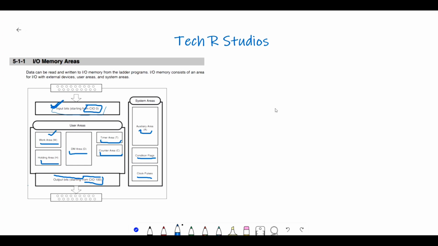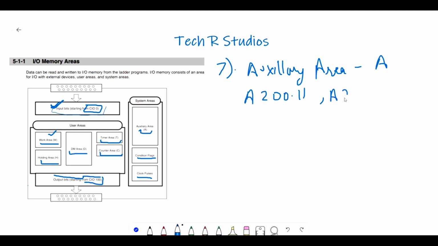Next area is number 7, which is the auxiliary area. It is represented by A. It is used for some special purposes like storing error logs, calendar, time and date functions, and so on. It is used like this: A200.11, A20.01. So it is written like designator, then the word, then the bit number.